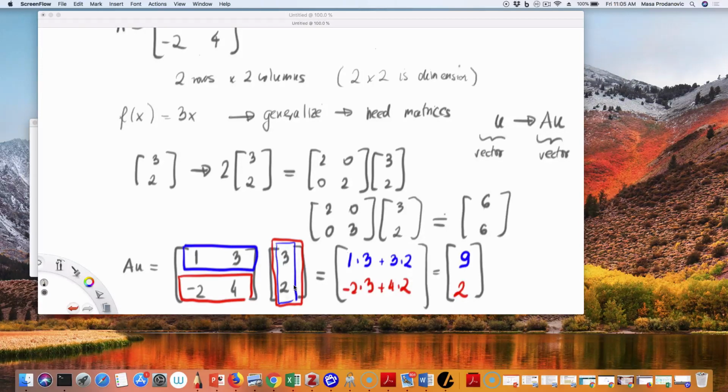So that essentially you can go down and do the scalar product of this row vector and this column vector. And if you can't do that, you can't do this multiplication. So let's write this down formally.